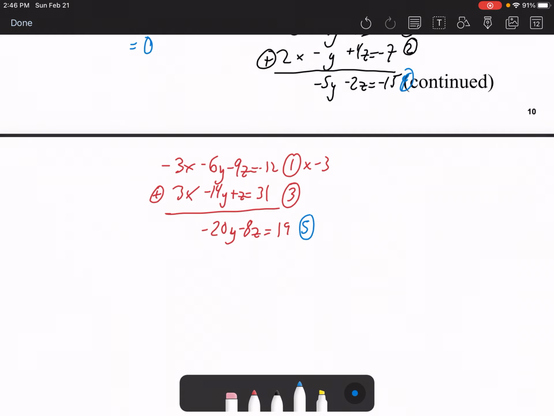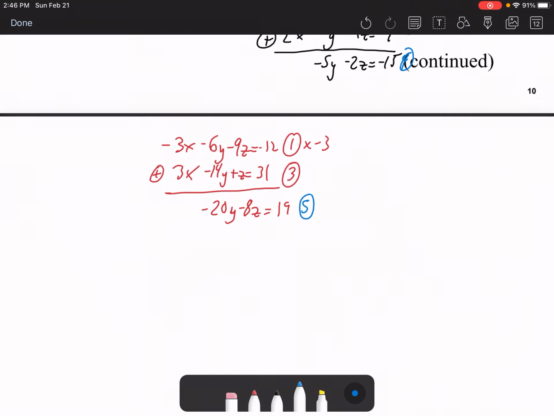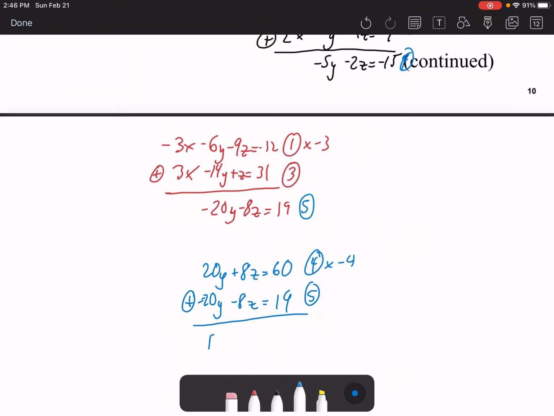So in equations 4 and 5, I'm going to eliminate the variable, let's say y. So I'm going to take equation 4 and multiply by -4. So I get 20y plus 8z equals 60. I'm going to take equation 5 and add that. So what I find out is I get 0y plus 0z equals 79.